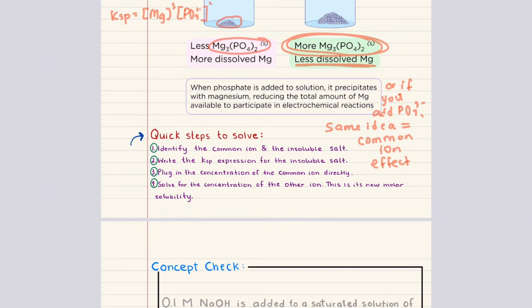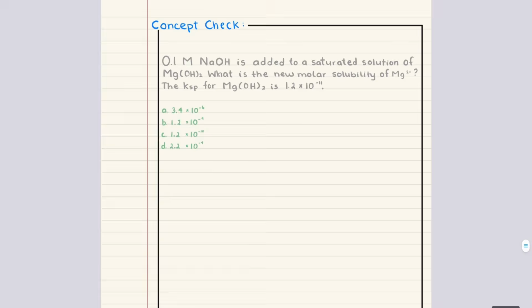Now, when you're asked to calculate the solubility in the presence of a common ion, the procedure is really straightforward. So first, you want to identify the common ion and the insoluble salt. Second, you're going to write the KSP expression for the insoluble salt. Third, you're going to substitute in the concentration of the common ion directly. Finally, you will solve for the concentration of the other ion, which gives you the new molar solubility of the salt under these conditions. So let's apply this idea to a practice problem.